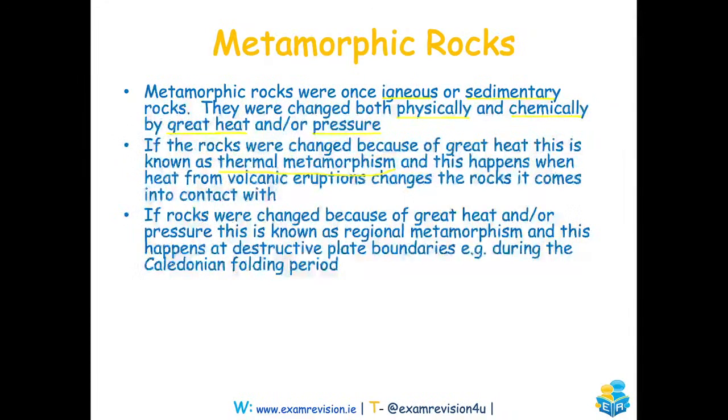If rocks were changed because of great heat and or pressure, this is known as regional metamorphism. And this happens at destructive plate boundaries. An example would be during the Caledonian folding period.